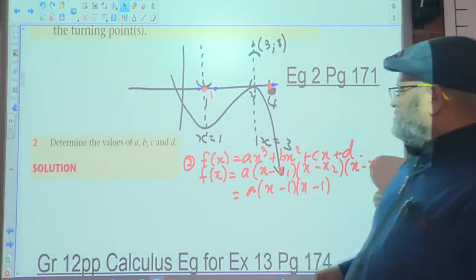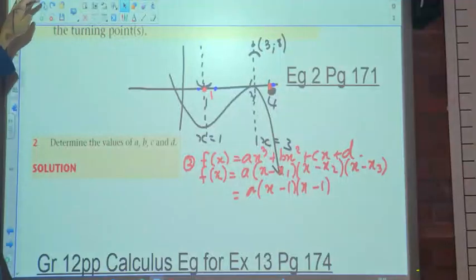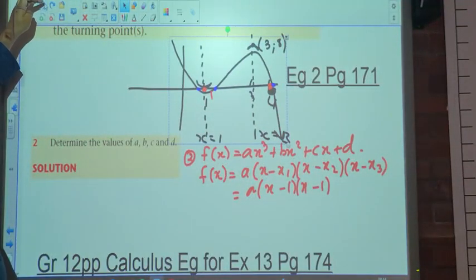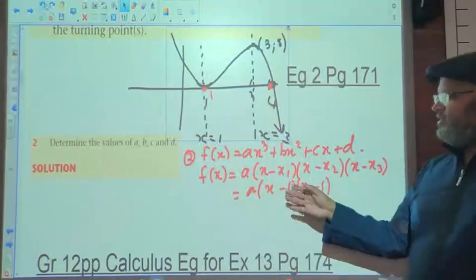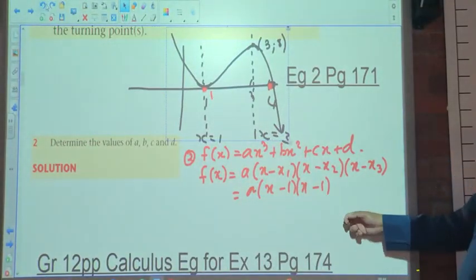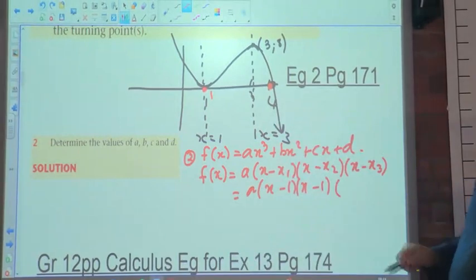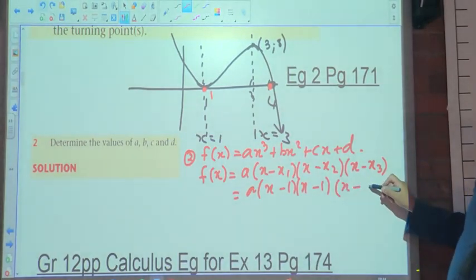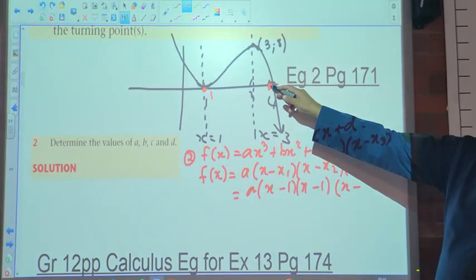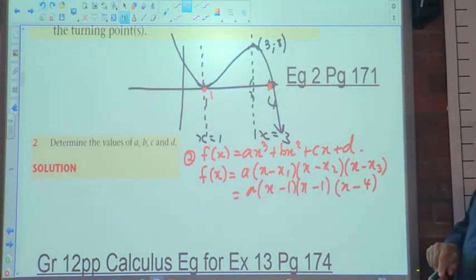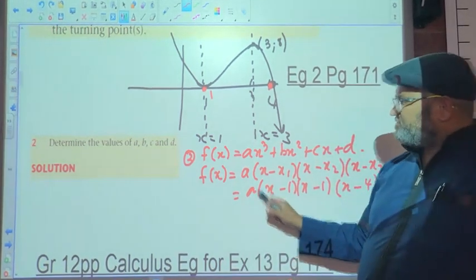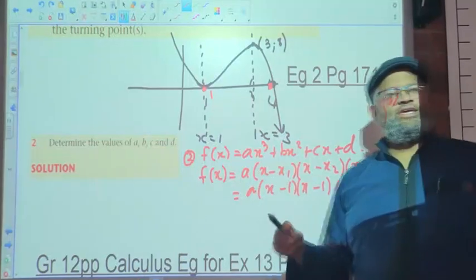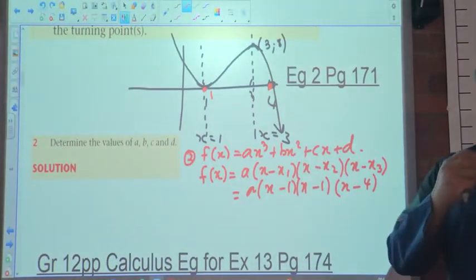You understand? So whenever the graph bounces off your x-axis as it did there, know that is going to be a 2-in-1 solution. And we will have it as (x minus 1) squared, or (x minus 1) times (x minus 1). Then the other factor is x minus, what's the x value here? 4. So what still needs to be solved here? Of course, a. So what do we need in order to solve for a? We need another point on this graph.